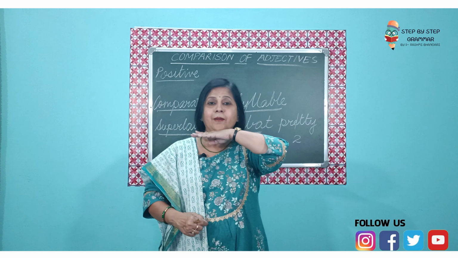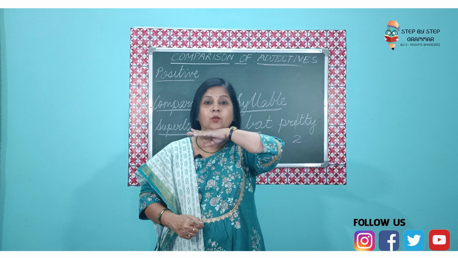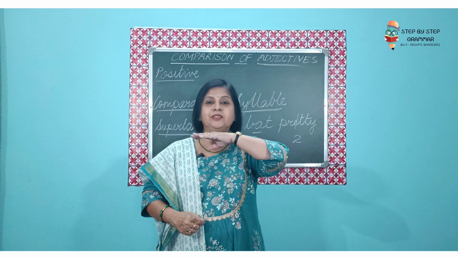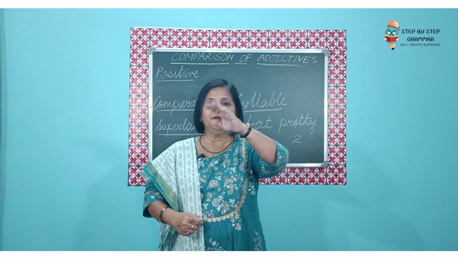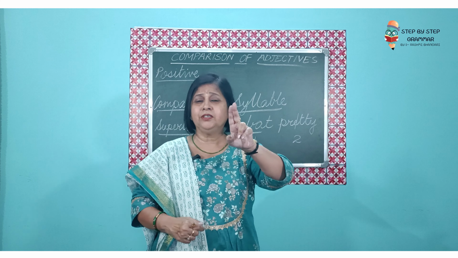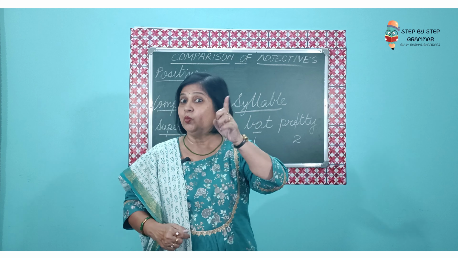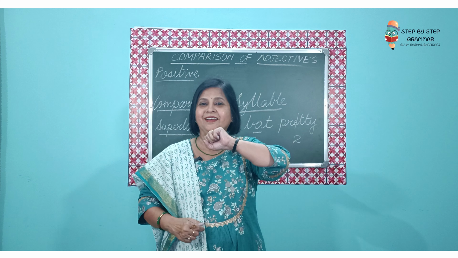Now, when we say bat, how many times did it move? Bat, once. Now, let's try for pretty. Pretty, it moved twice, isn't it? Again, let's take another word. Boat. There are two vowels in it, O and A, but we get just one sound. Boat. So, one syllable.